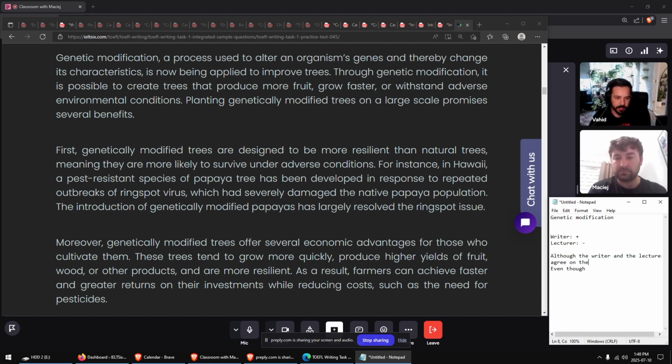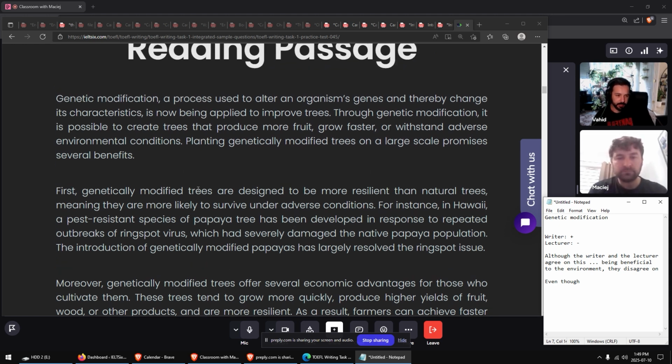agree on this, whatever it is, being beneficial to the environment, they disagree on, and then you say the things that they disagree on. They disagree on the methods that should be used, or they disagree on the strategies that we can implement. So that's a good way of doing it, but most of the time they disagree completely, so you can also just say, while the writer believes that this is going to help the animals in the area.